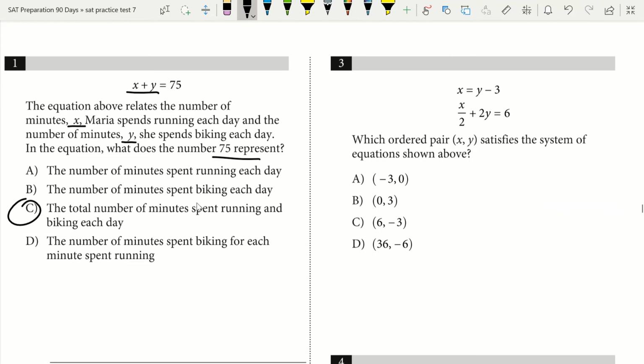Which ordered pair satisfies the system of equations above? We plug in y minus 3 for x, multiply this whole bottom equation by 2. That's going to leave us with 5y minus 3 equals 12. We add 3 to each side. That's 5y equals 15. We divide each side by 5. We see y is 3. Answer there is going to be B.